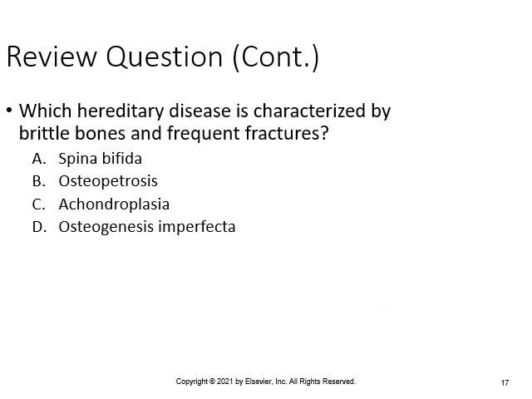Review question 2. Which hereditary disease is characterized by brittle bones and frequent fractures? We know that osteopetrosis has brittle bones, but it's actually known as marble bone, and they are extremely dense. And so our best answer here is going to be osteogenesis imperfecta.